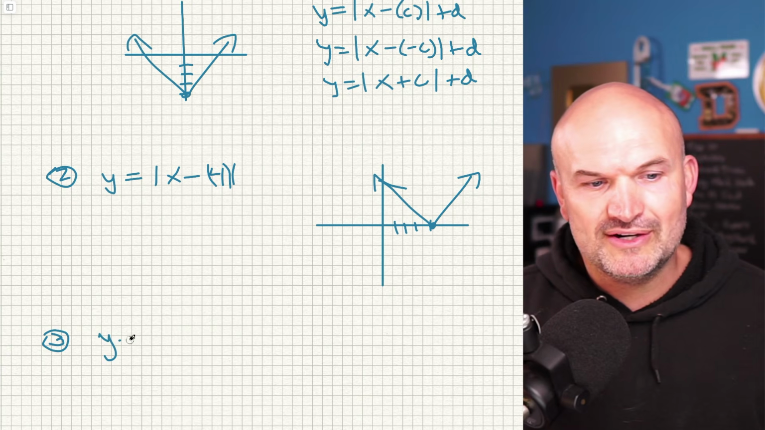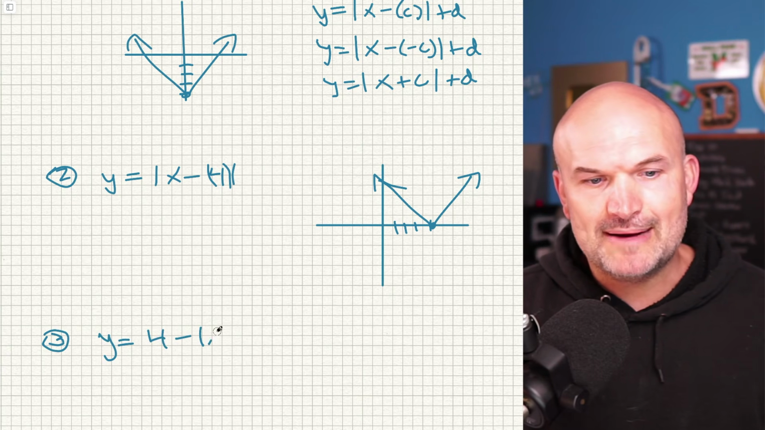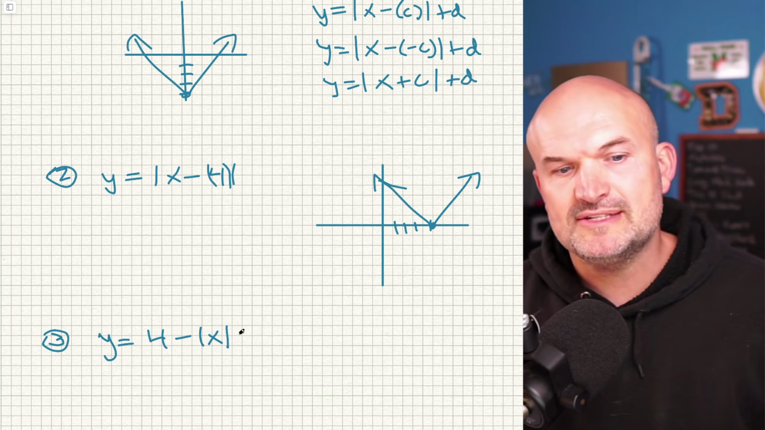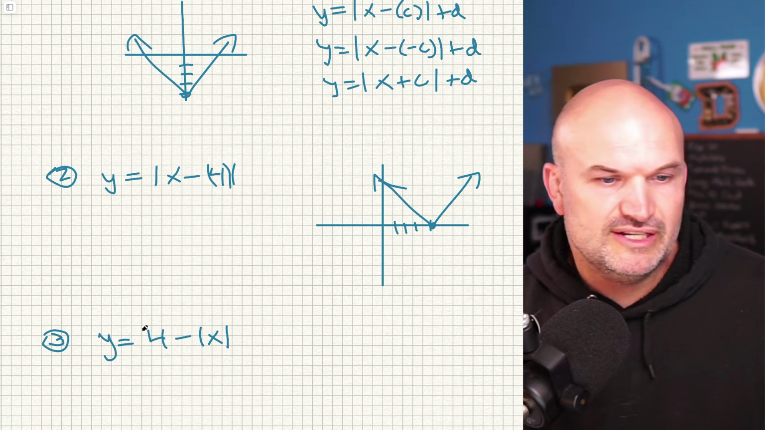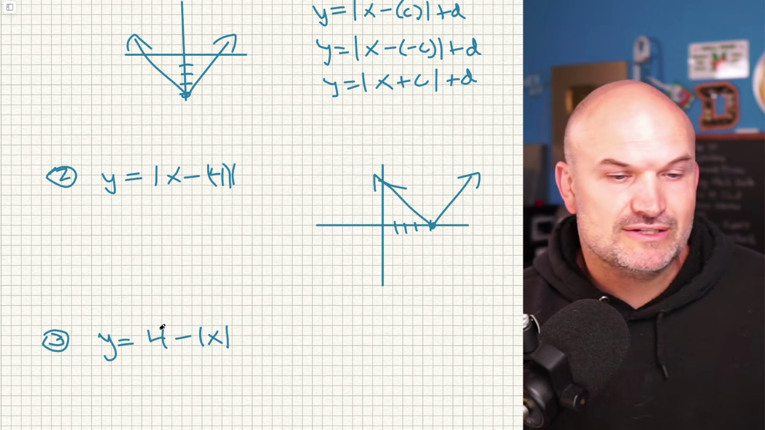So what I'm talking about here is this next one. If I have a 4 minus a absolute value of x. Now, a lot of times students will make mistakes here because they will assume this still only has one transformation, right? You just see the 4 and the minus and you think, oh, maybe that's a shift down or a shift up in the case.